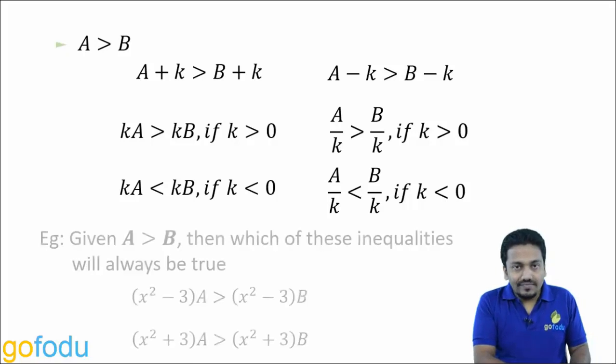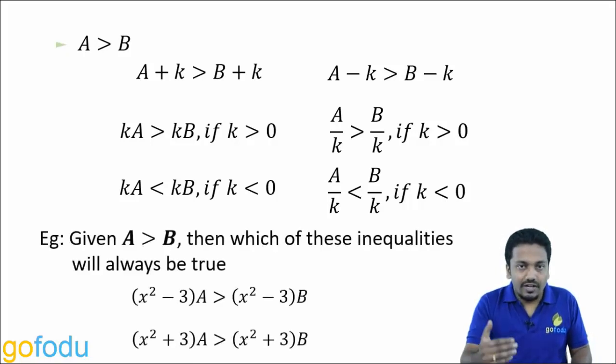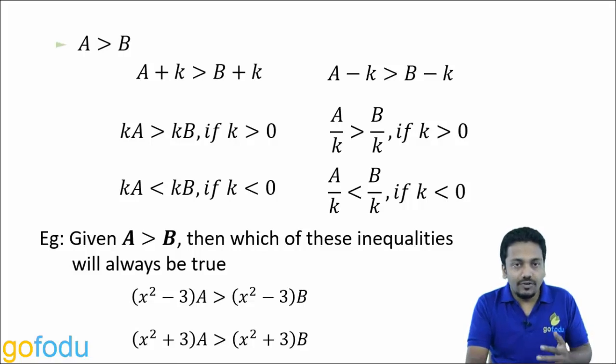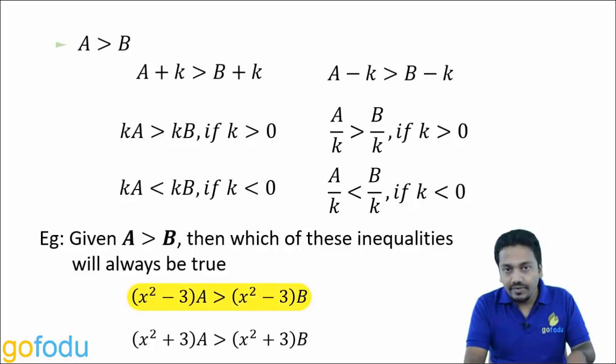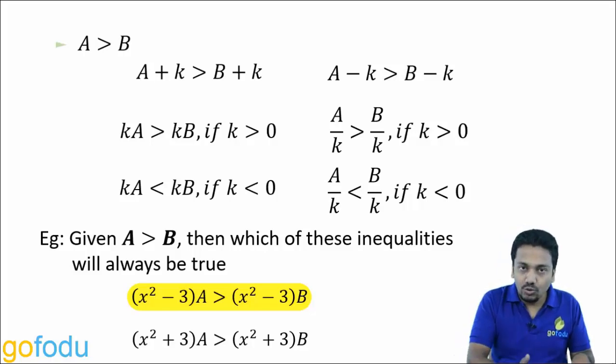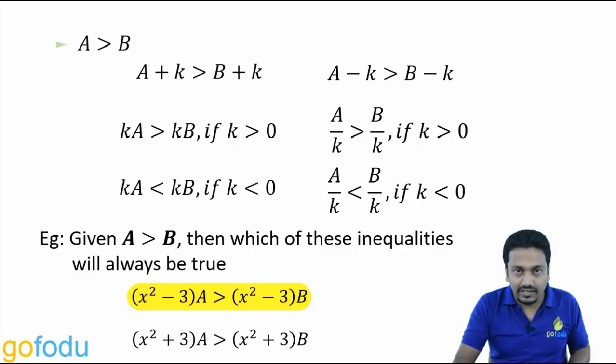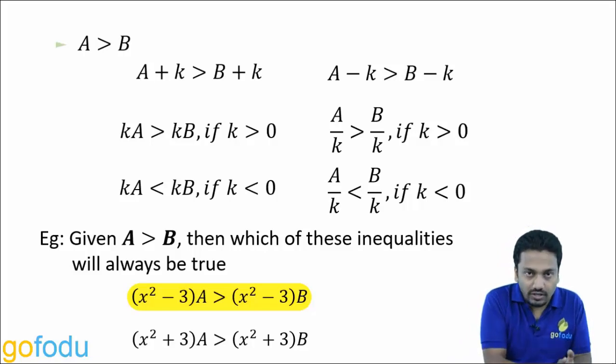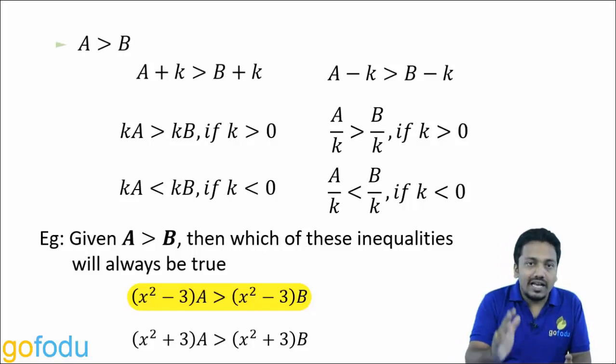Now tell which of these will always be true. See the first one, put x as 1, x square minus 3 is negative. Put x as 2, x square minus 3 is positive. So we don't know the sign for sure. We cannot multiply with this value x square minus 3.